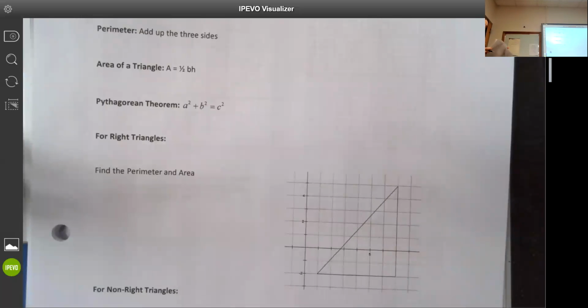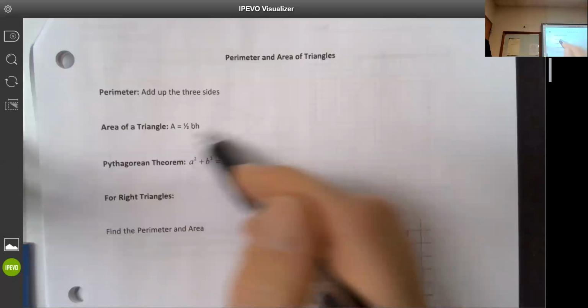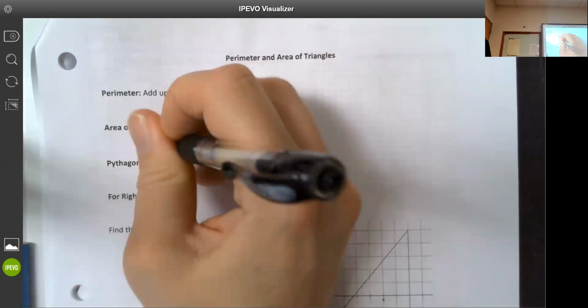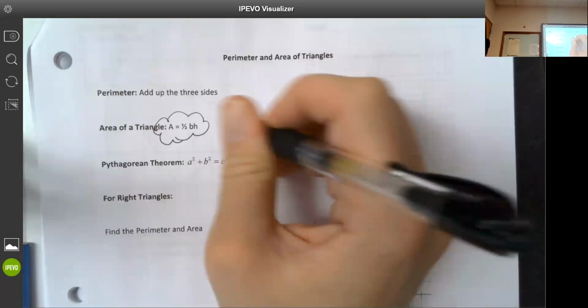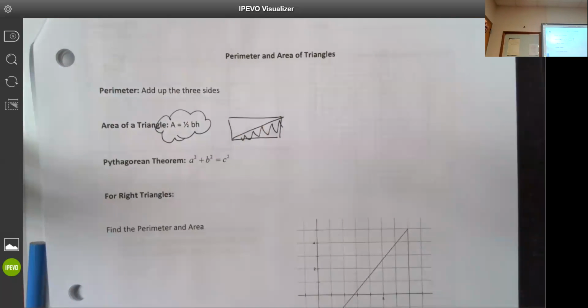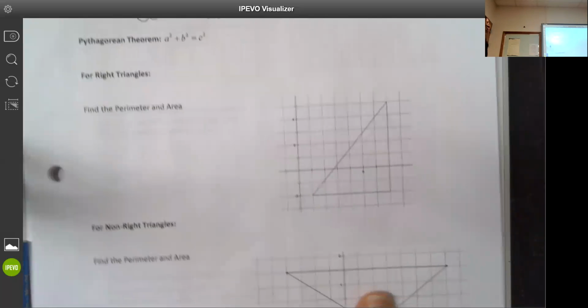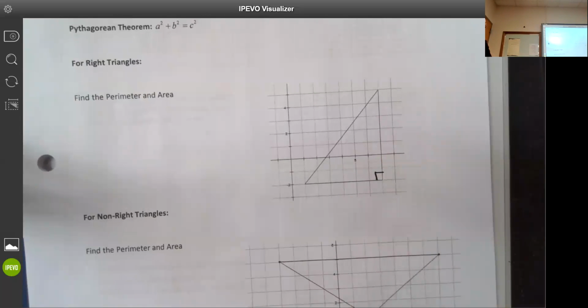Okay, but nothing's changing. So for a triangle, our perimeter, we're adding up all the sides. We already have talked about the area of a triangle, which really, that's because it's a 4-sided shape split in half. It's half of base times height. And we'll still use our Pythagorean theorem. If we have a right triangle, which means it's lying flat on the graph, so we know that this is a right angle here, then okay, I can just use my area and my perimeter formula.